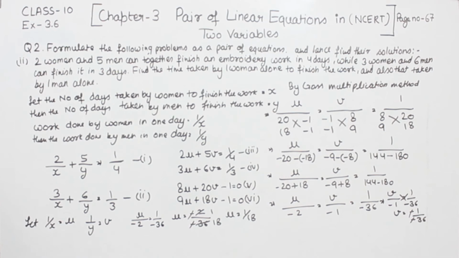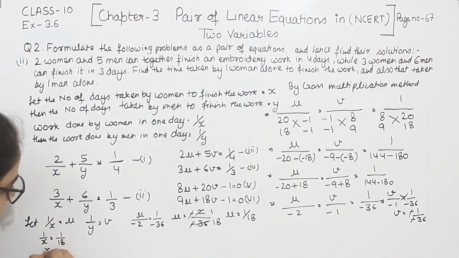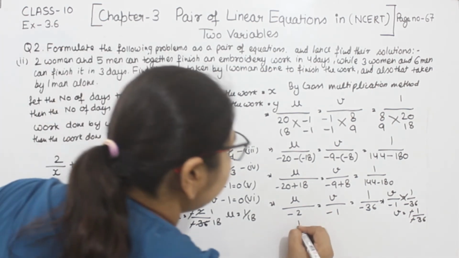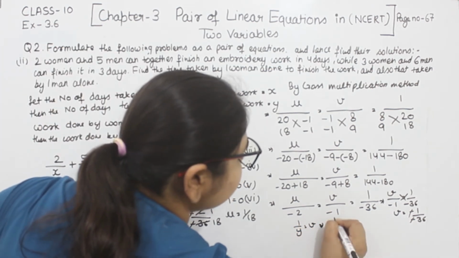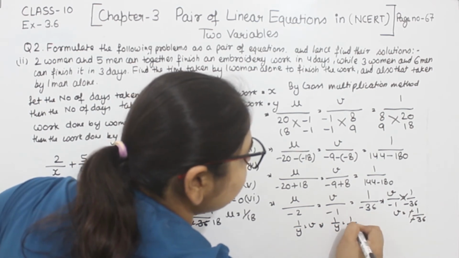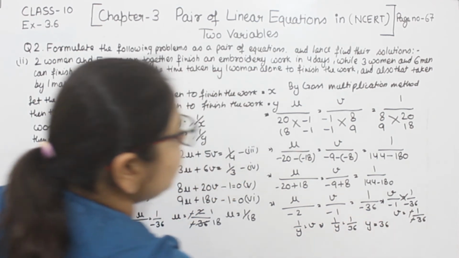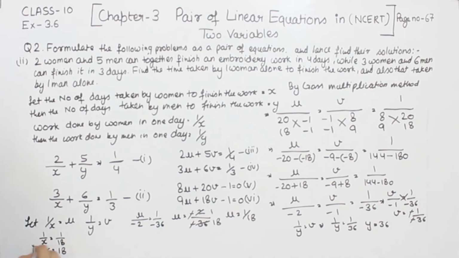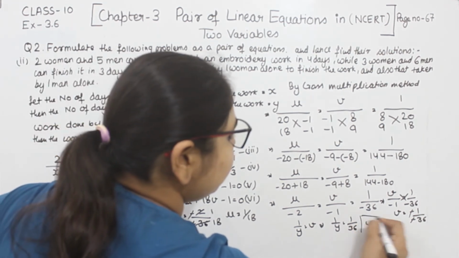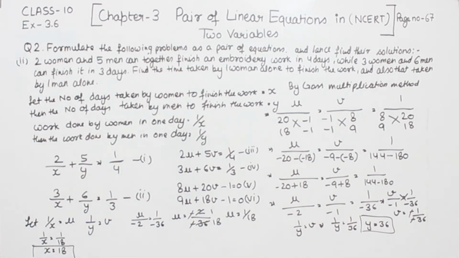Now we have to find the value of x and y. So here we are having 1 by x as equal to u. So I'm going to write here 1 by x we are having as equal to u and this one we are having as equal to 1 by 18. So the value we are going to cross multiply. So we are having the value of x as equal to 18 and here we are having 1 by y as equal to v. So here we are having 1 by y as equal to 1 upon 36. So the value of y we are having as equal to 36. So value of x we are having is 18 and the value of y we are having as equal to 36.